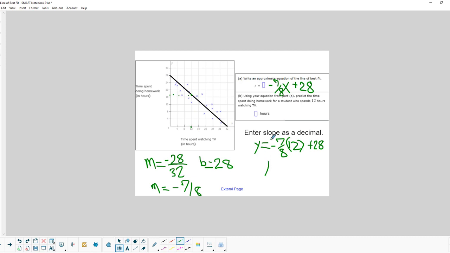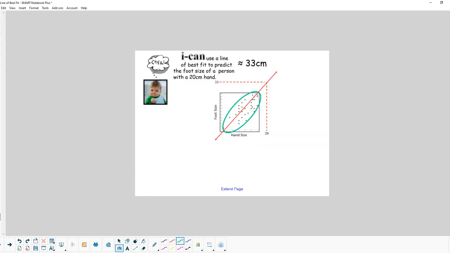But my final answer there was y equals 17.5. So it's going to be 17.5 hours doing homework. If you spend 12 hours watching TV, then you're going to have enough time to spend 17.5 hours doing homework. So that's the idea of how to do those problems.